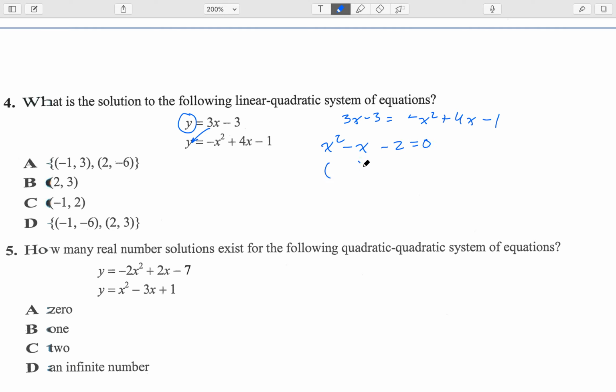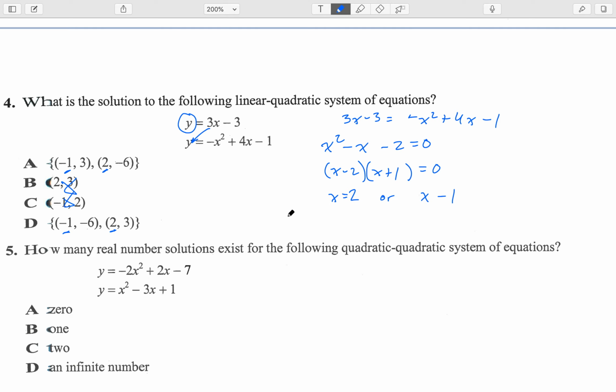This is a pretty easy one to solve now. x minus 2, x plus 1. So x is either equal to positive 2 or x is equal to negative 1. Oh, there it is. x is negative 1, positive 2. So I know I'm going to get two solutions. That's why B and C are wrong.